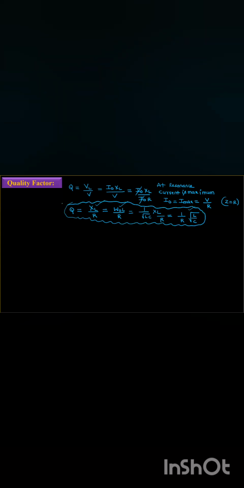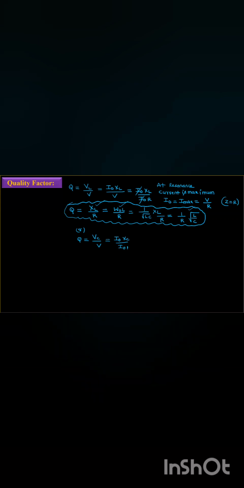This is the quality factor. Next, we can also define quality factor like this. Q equals VC by V. One more formula for quality factor is VC by V. Shall I write like this? I naught into XC by I naught into R. This is equal to XC by R. Therefore, quality factor equals XC by R, students.